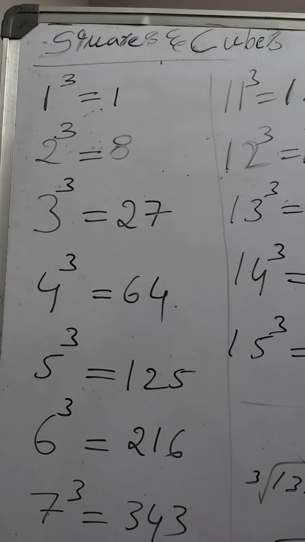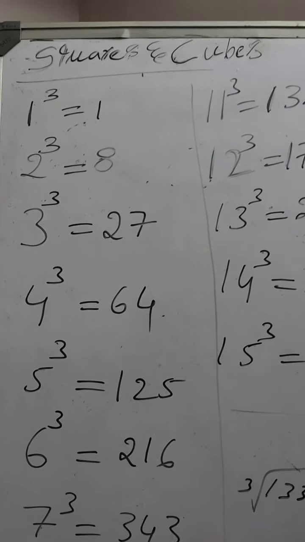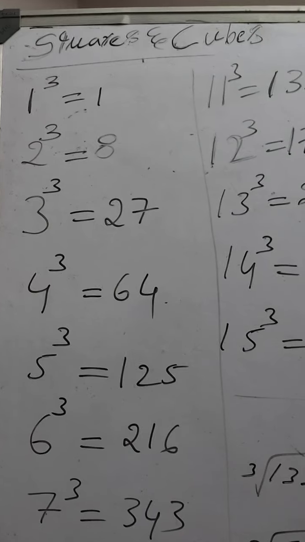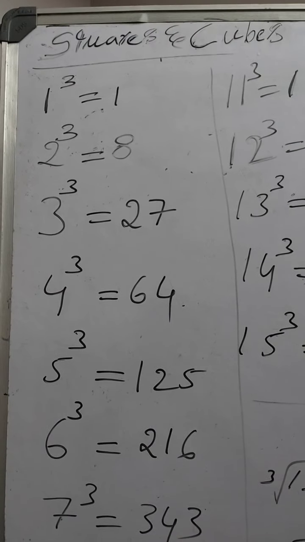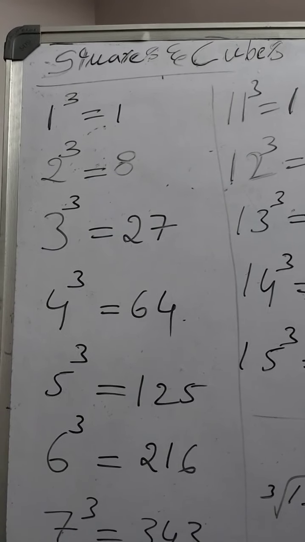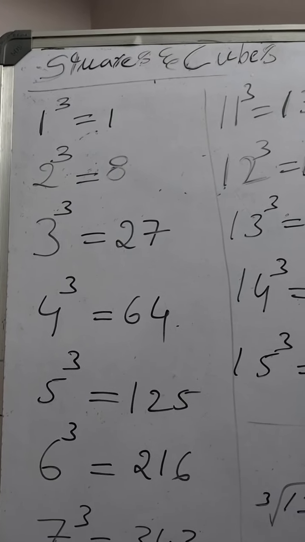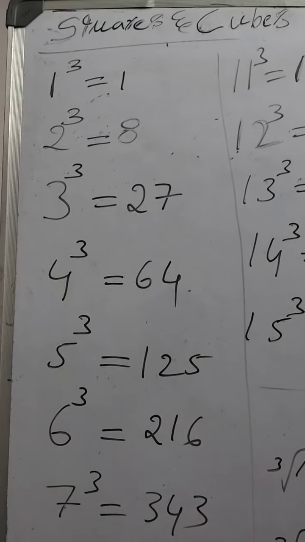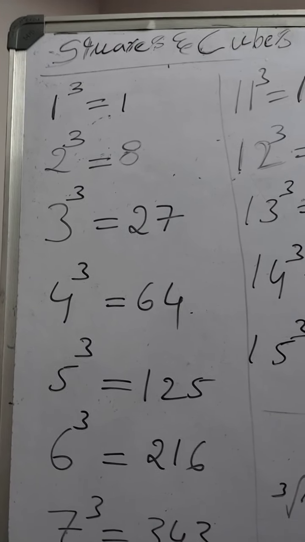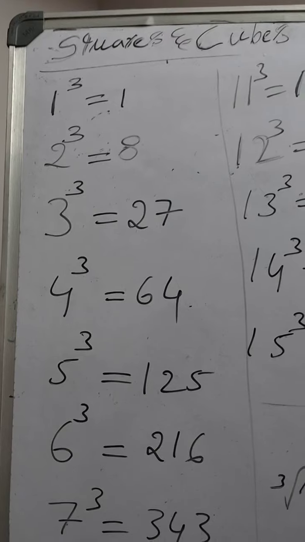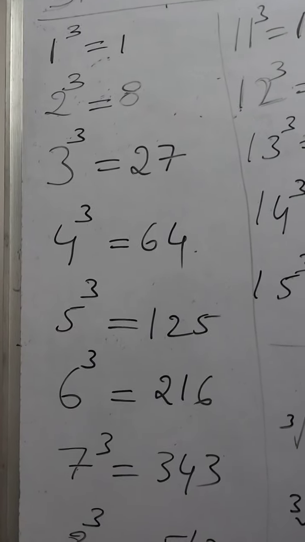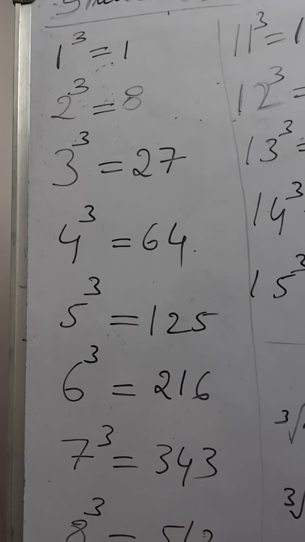So 3 cube is equal to 27. 3 3s are 9, 9 3s are 27. Like that it will come. So 4 cube is 64. 4 4s are 16, into 4, 16 4s are 64. So 5 cube is equal to 125. How will it come? 5 5s are 25, 25 into 5 is 125. So 6 cube is 216. 6 6s are 36, 36 into 6 is 216.